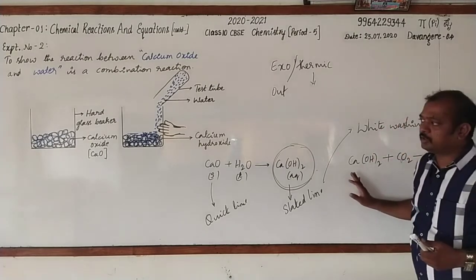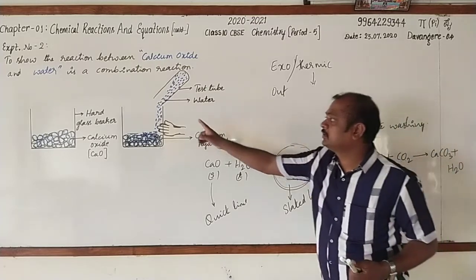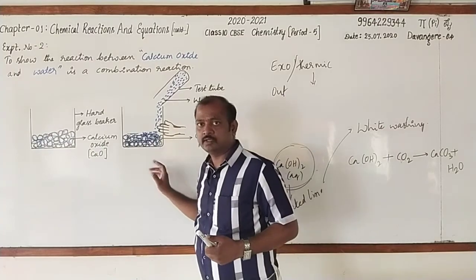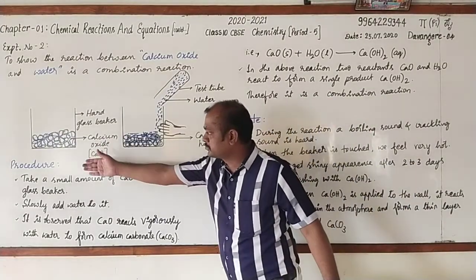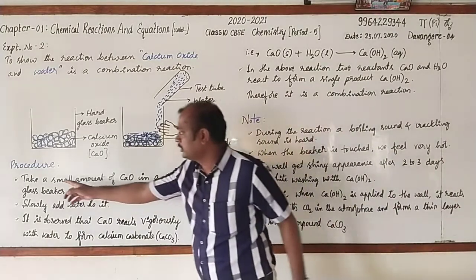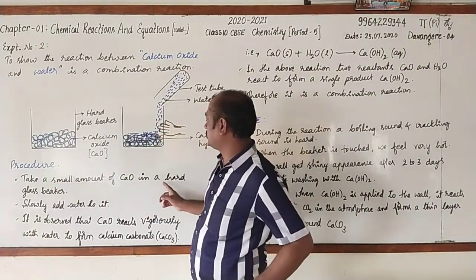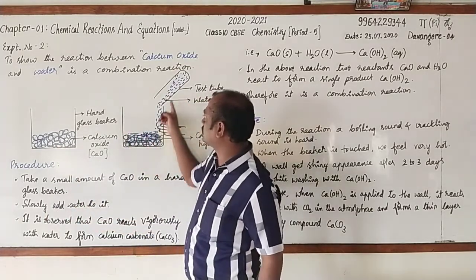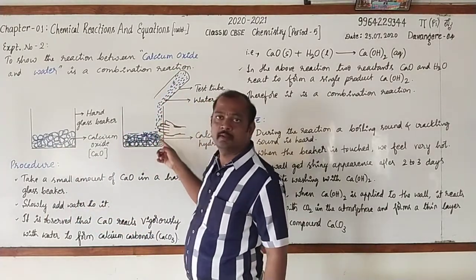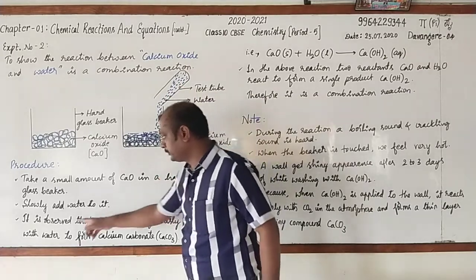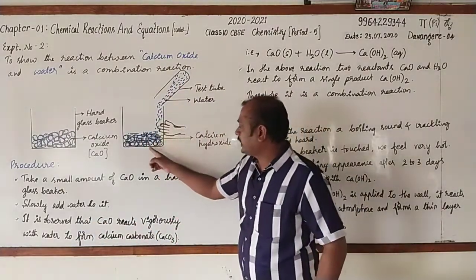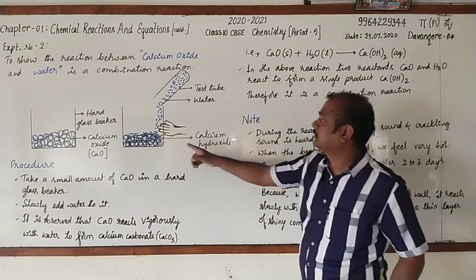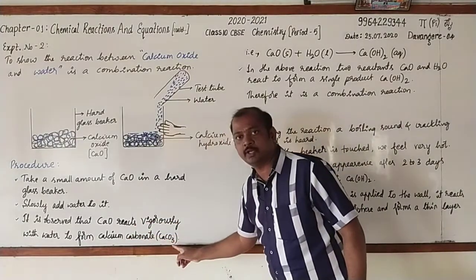Clear? Yes. Now I will go for writing the procedure. Please copy. You just draw the figure with labeling. Got it? Yes. Dear students, observe. Here I have written the procedure. First, take a small amount of calcium oxide in a hard glass beaker. Then add water to it slowly along the wall of the beaker using the test tube. Then it reacts vigorously with water and forms a compound called calcium hydroxide.